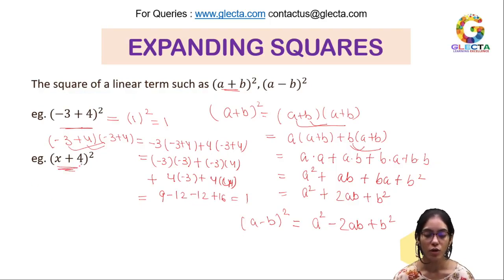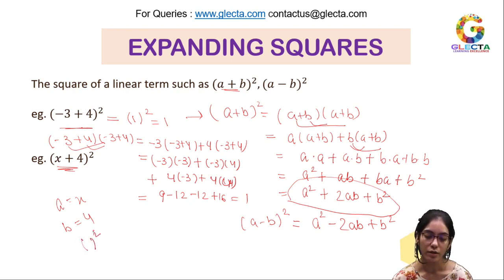Again for x plus 4 whole square. Okay, we now know the formula that a plus b whole square is equal to this term. So replace a with x and b with 4. So we can directly say that x square plus 2 into x into 4 plus 4 square. So this will be x square plus 8x plus 16.